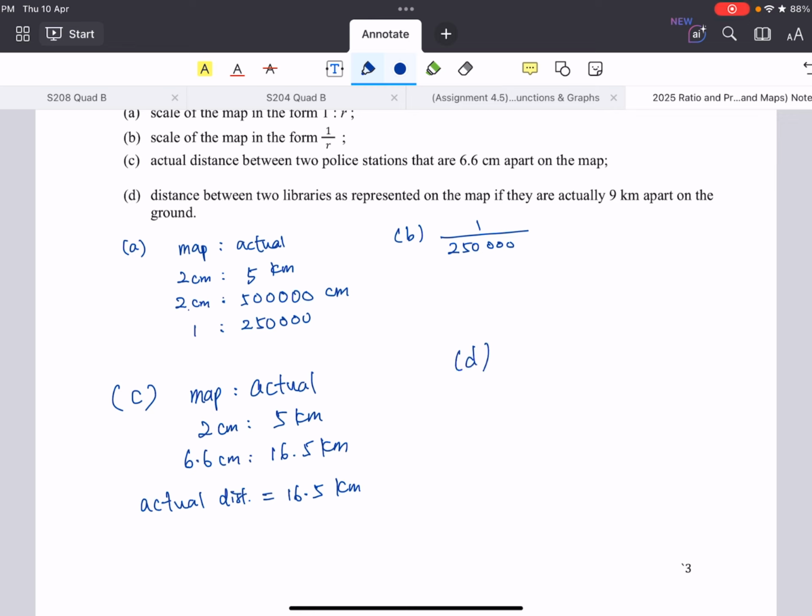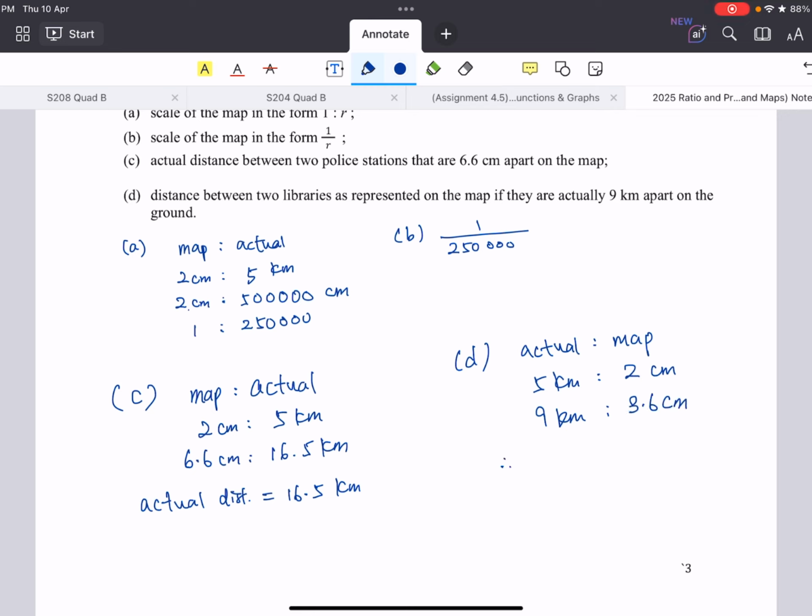Part D. The distance between two libraries is represented on the map. They are actually 9 kilometers. So now what happened is the actual to map. This time round, we can write it in the other direction. So 5 kilometers represented by 2 centimeters. So 9 kilometers, we have 9 divided by 5 times 2, which gives us 3.6.